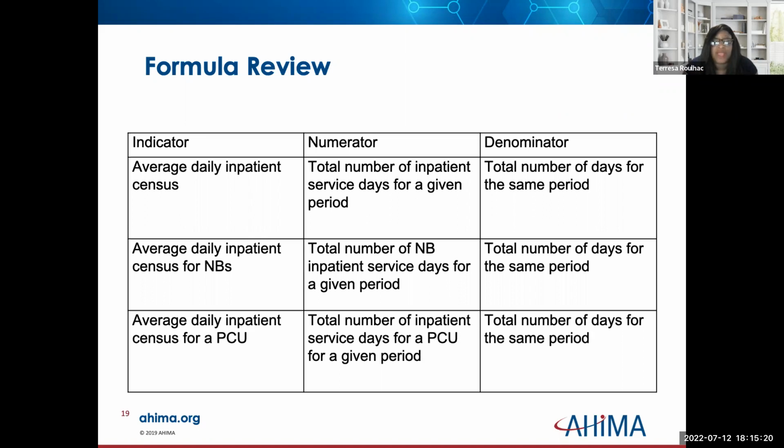And then your average daily inpatient census for a PCU is going to be, in your numerator, the total number of inpatient service days for a PCU for a given period divided by the total number of days for that same period. Okay, this is just a quick reference. Now, one of the things that I really like to do in health stats is go over the formulas. Moving forward, you'll notice that there's a lot of formulas within the chapters, so we'll have a lot more to work with. But for this week, we're just going to go over week 2, looking at chapter 3, and breaking down how to navigate through these assignments.